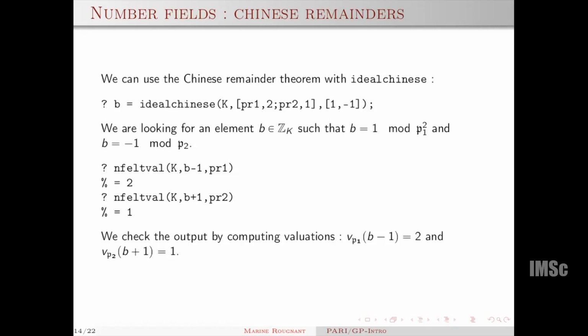And after we can check the valuation of B - 1 in P1, we should find 2. And the valuation of B + 1 with respect to P2 should be 1. And so we really have something.